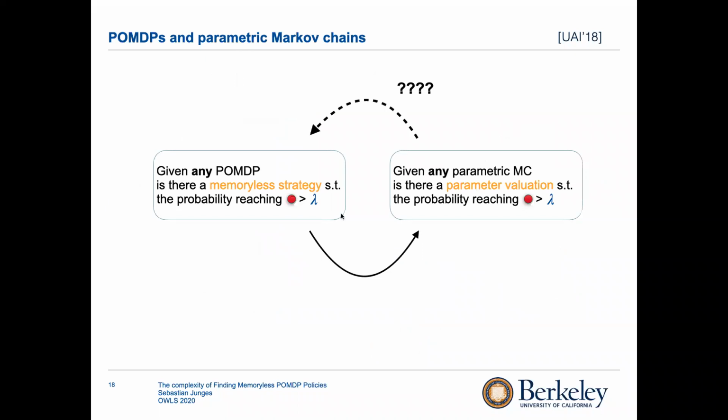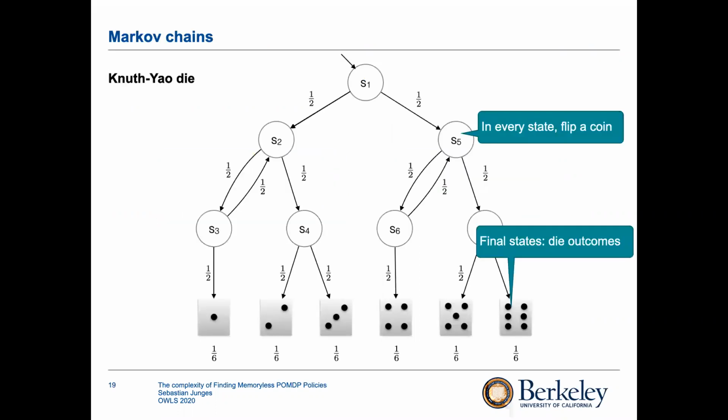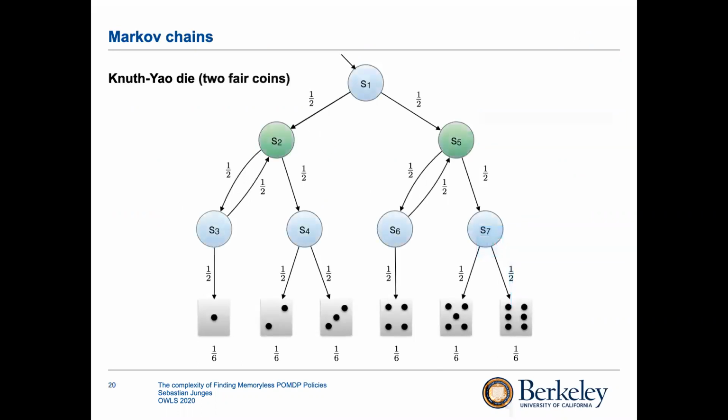So what I just did is I sketched the reduction from any POMDP and the question whether there's a memoryless strategy to asking whether there are values for these parameters in a parametric Markov chain. I will in a bit also do the return way, but because we'll be using these parametric Markov chains as the proof for the ETR completeness, I'm going to be a bit more formal here. So again, Markov chains, set of states, set of distributions.